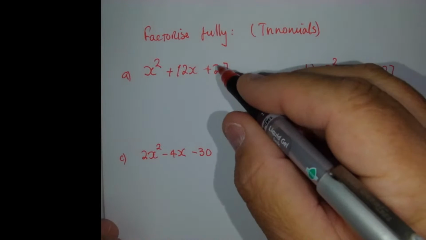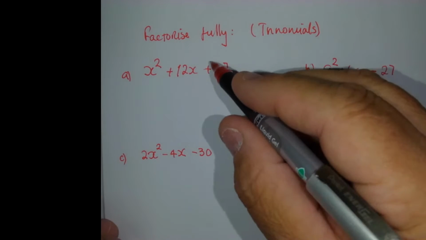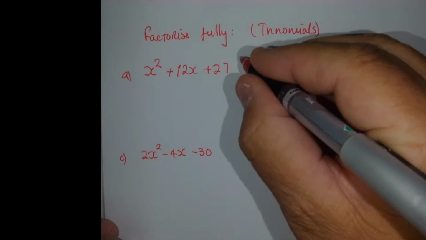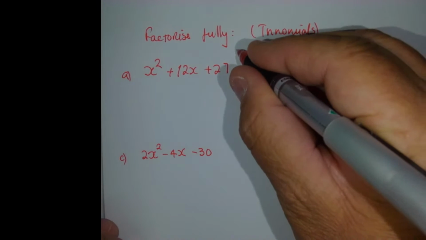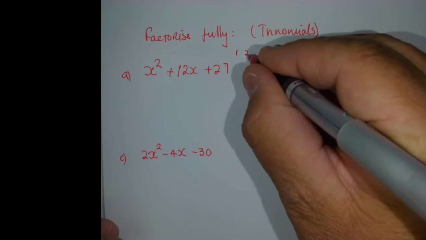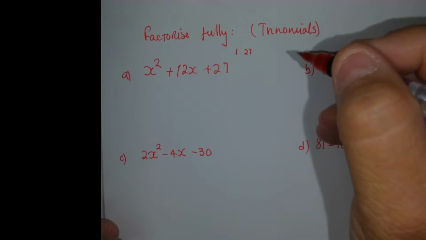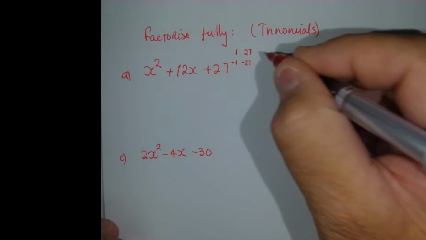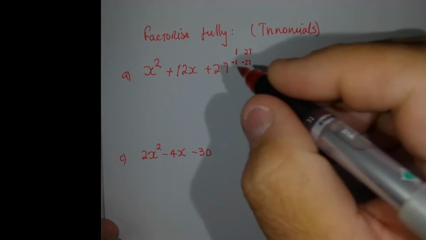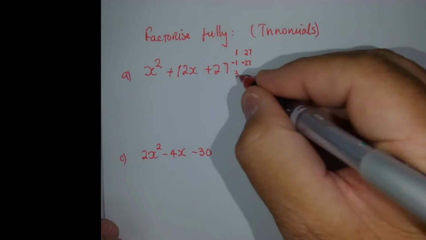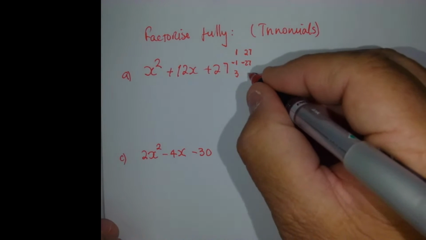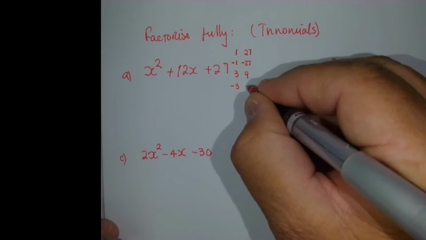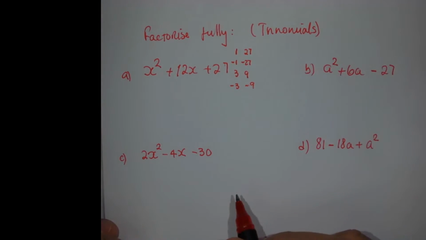So what I'm going to do is look at all the pairs of integers that multiply to positive 27. Let me start with the simplest of them all, that's 1 and 27. So 1 times 27 is 27, but also minus 1 times minus 27 is also 27. I also have 3, which is the next prime factor of 27, times 9 is 27, but also minus 3 times minus 9 is 27.